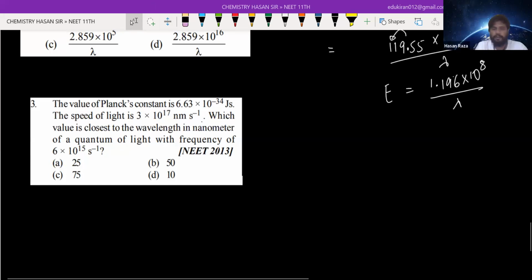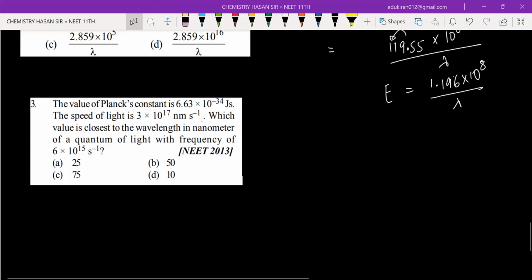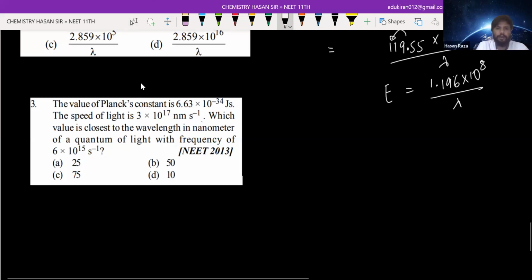Any answer, Rishita? Yes or no? No, sir. Okay, I'm going to explain. Planck's constant is basically given. The speed of light is in nanometer per second. Which value is closest to the wavelength in nanometer of a quantum of light of frequency?